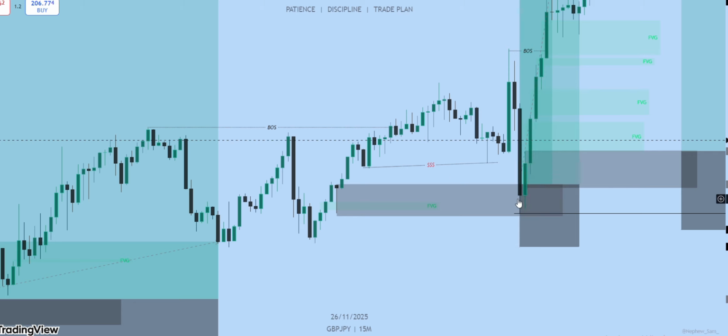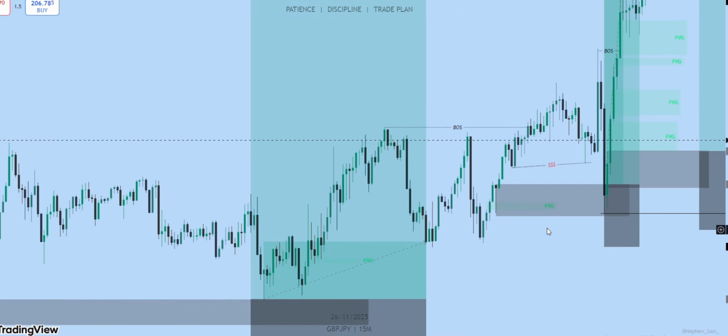As a matter of fact, my entry was around this level, not even here. My entry was around this level because I waited for it. As soon as it came here, it pushed down more. That was when I entered more trades because I have this fair value gap here, so I know that price was still coming to tap on that fair value gap again, right?